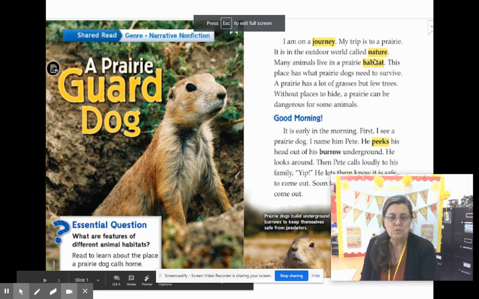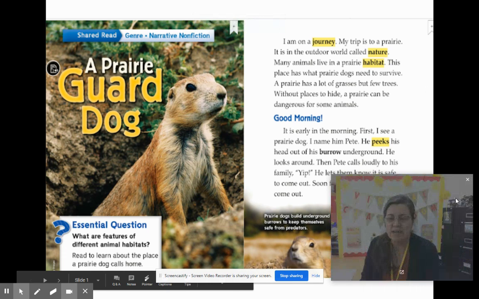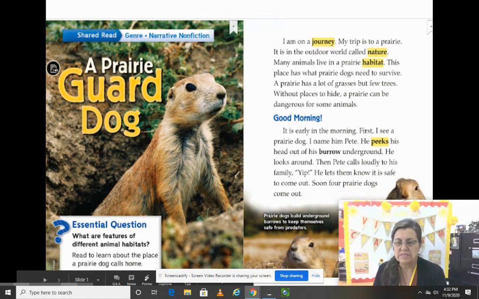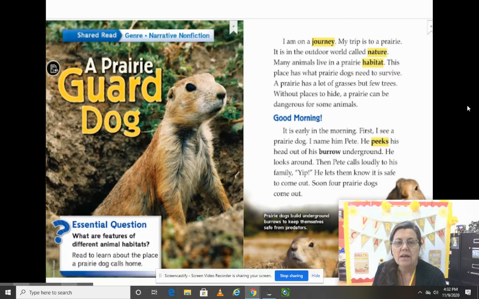Mrs. Burkett wants to share with you some details about the story that you were to listen to yesterday, A Prairie Guard Dog. It's an example of the genre that we're going to be reading this week, narrative nonfiction. So the nonfiction tells us it's not made up, it's factual. That means that it's informational text. And we had an essential question: what are the features of different animal habitats?